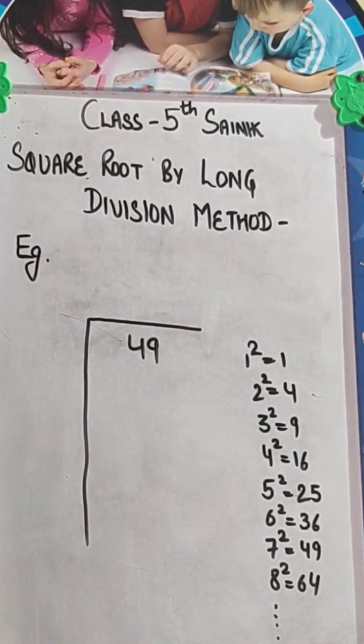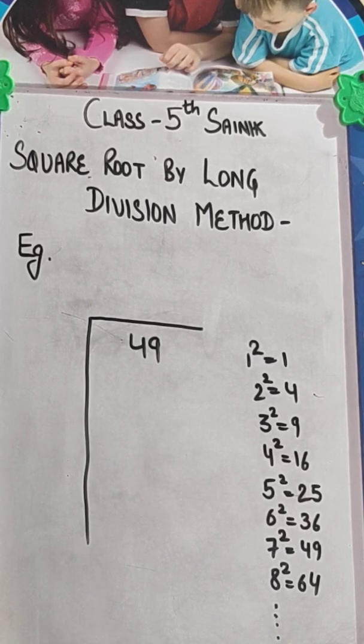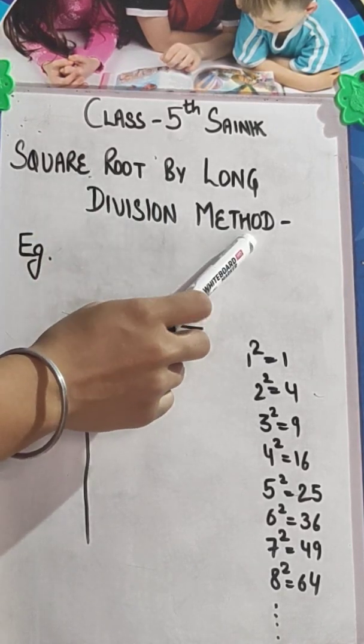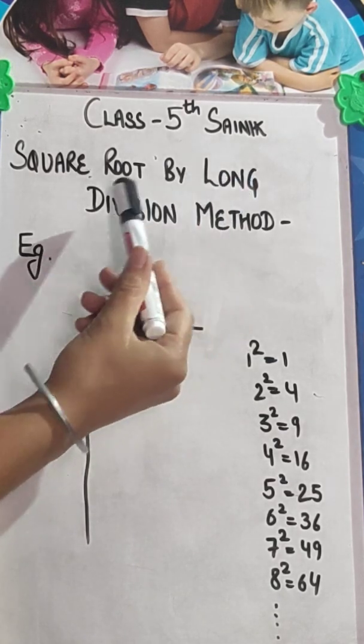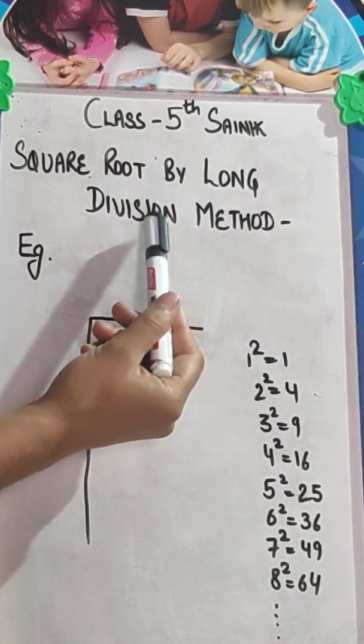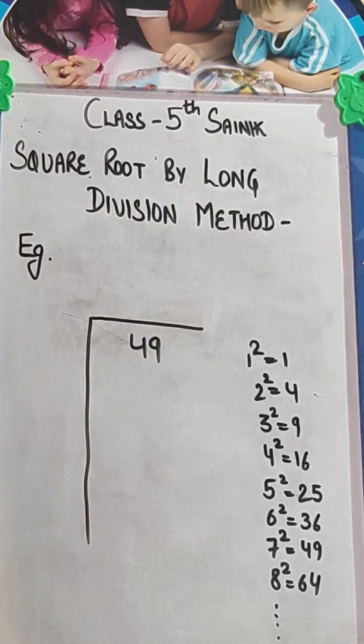So today we are going to discuss how to find the square root by long division method. This is a topic of class 5th. Look here everyone, for finding the square root by long division, we have to do, as the name suggests, division. For the long division method, supposedly I am taking an example of 49. How to find the square root of 49 by long division method.